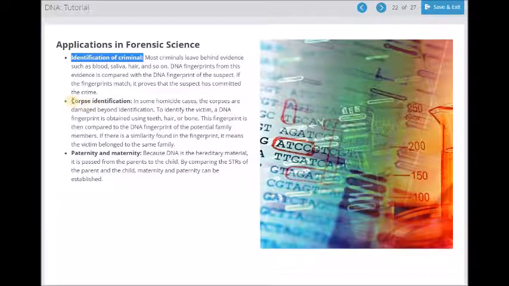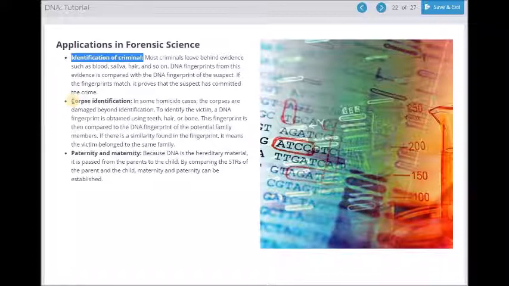We can also identify corpses. We've got a known sample, like when you had a tooth extracted or something. I don't know. But we've got a known sample of a person, and then we got a dead corpse. We can take tissue from the corpse, tissue from when the person was alive, and we compare the two, and if they're the same, then we know the corpse is the person who owned this tooth 10 years ago.